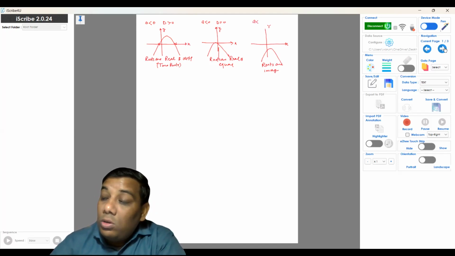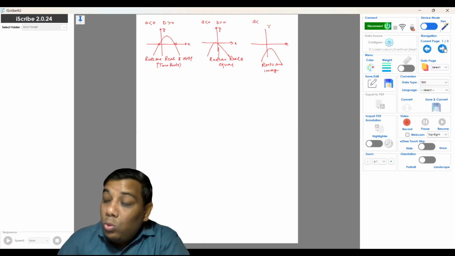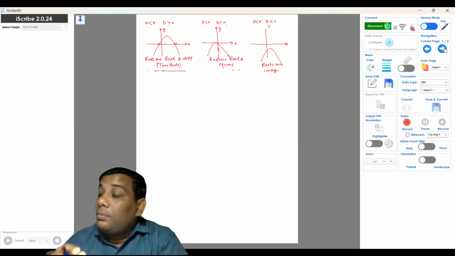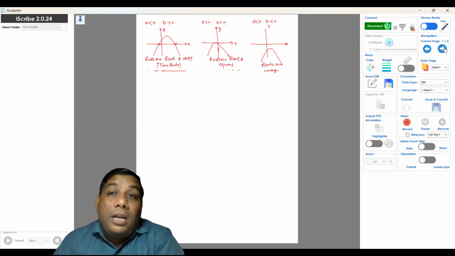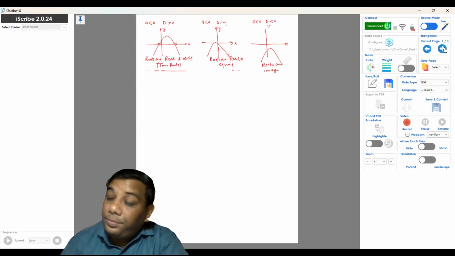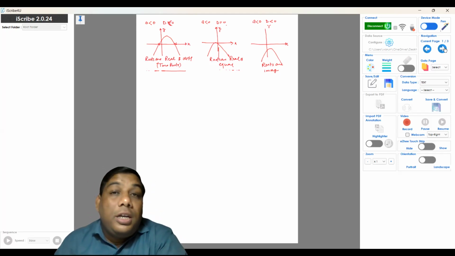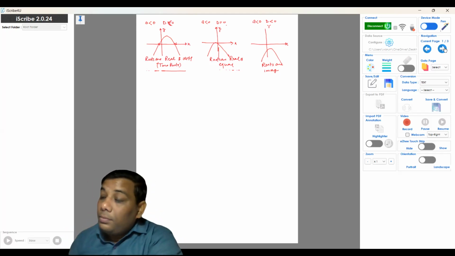A less than 0, D greater than 0, then two real and different roots. A less than 0, D equal to 0, then roots are real and equal. If a less than 0 and D less than 0, then roots are imaginary. Now this is the nature of the roots.